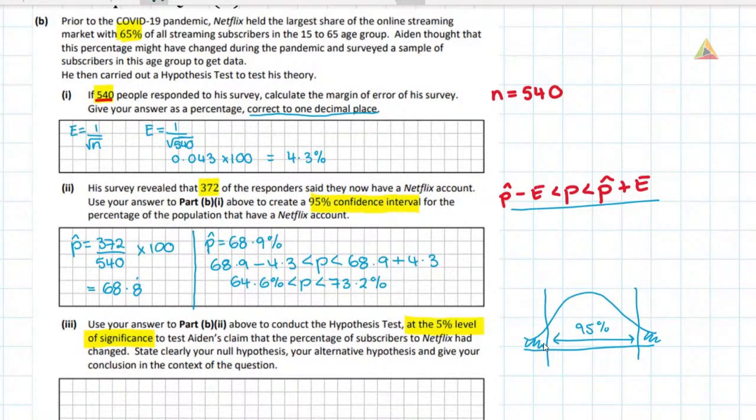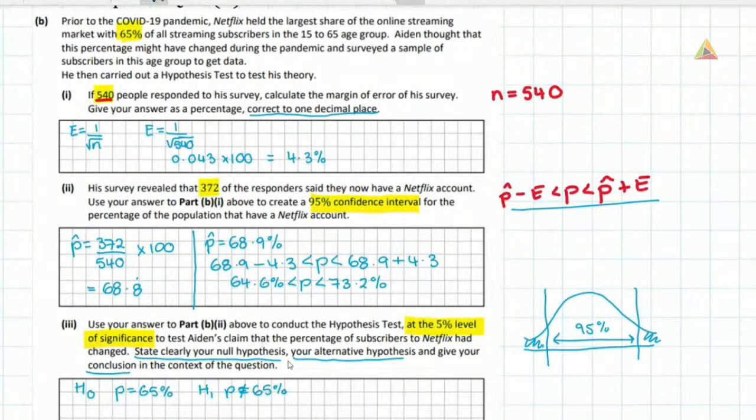So we're going to use our 95% confidence interval to carry out our hypothesis test. So we have to state clearly your null hypothesis. It tells us in the question, state clearly your null hypothesis, your alternative hypothesis, and give your conclusion. So we'll start by laying out what our hypotheses are. So H0, our null hypothesis, is that nothing has changed. So the proportion from the population in the age of 15 to 65 who have a Netflix subscription is going to stay at 65%. Whereas the alternative hypothesis, H1, is that that proportion has changed. So it's now not equal to 65%.